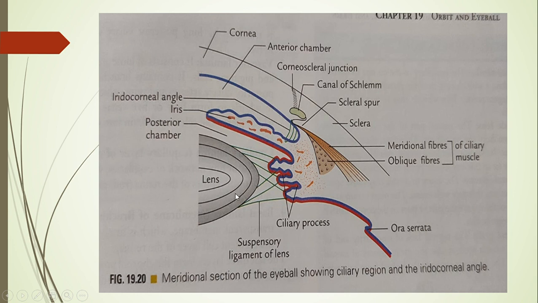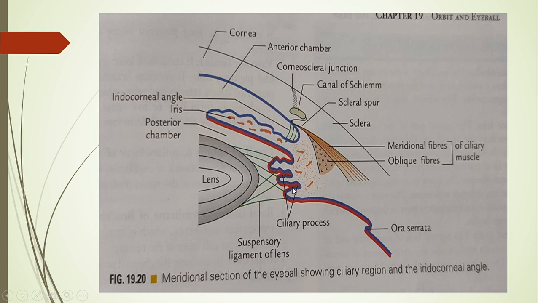So the ciliary body is the thickened part of the anterior choroid. The anterior end of the choroid continues as a thick part, named the ciliary body. From the ciliary body, the anterior continuation in front of the lens is the iris, and the ciliary body is connected to the lens by means of the suspensory ligament of the lens. Suspensory means it suspends the lens, maintaining the position and structure of the lens.